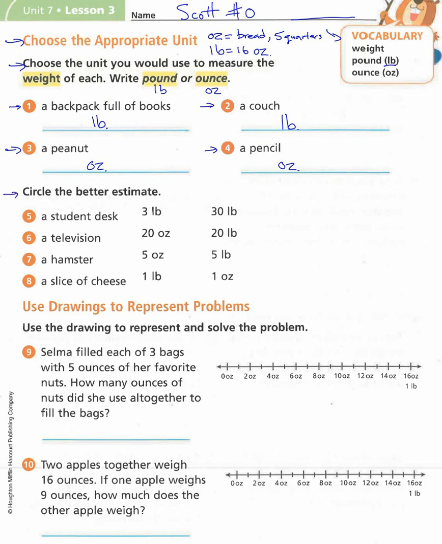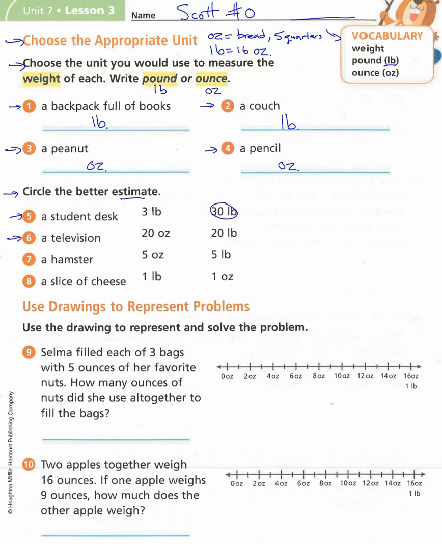All right, down to this next section. It says to circle the better estimate. And remember, estimate means close, maybe not exactly, but close. So number 5, a student desk. Would you say that a student desk weighs about 3 pounds or 30 pounds? Go ahead and circle one of those 2 answers. And hopefully you just did 30 pounds.